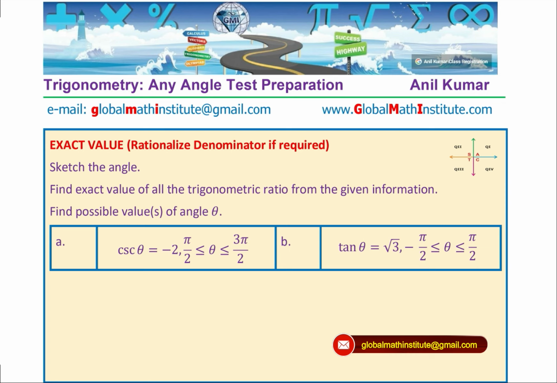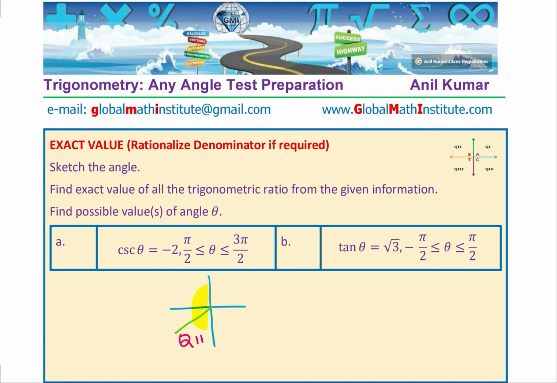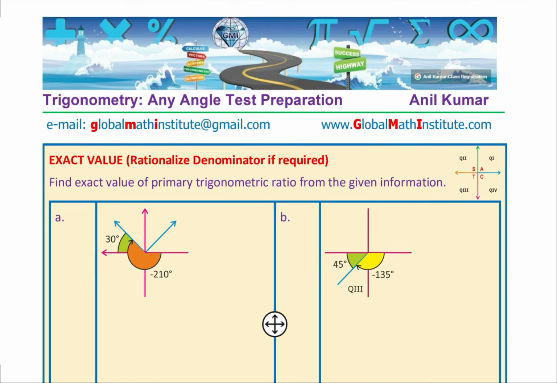Okay, so let's try to understand. When I say between pi by 2 to 3 pi by 2, I really mean it is in this place, right? So quadrant 3 or quadrant 2, these two quadrants. Cosecant is the reciprocal of sine, right? Since it is the reciprocal of sine, it has to be in quadrant 3. So you have to solve for a quadrant 3 angle. You get the angle? Perfect. For cosecant theta, that's a good hint for you. Try to do it.